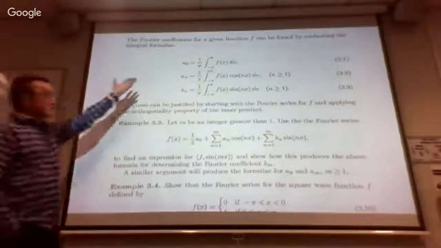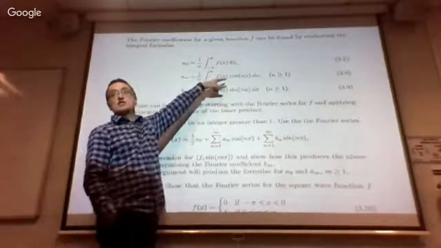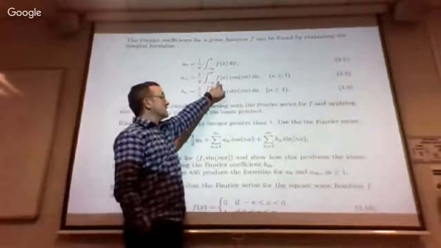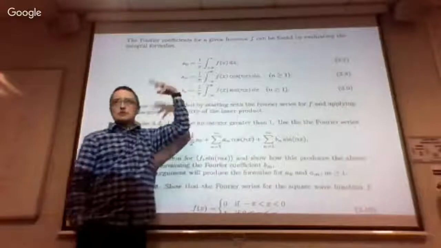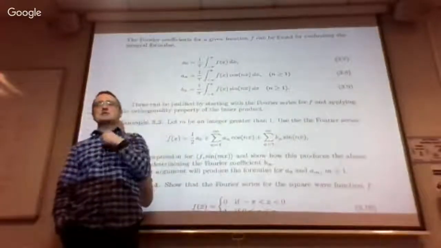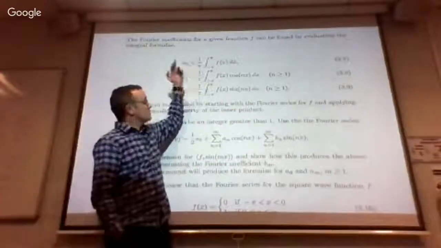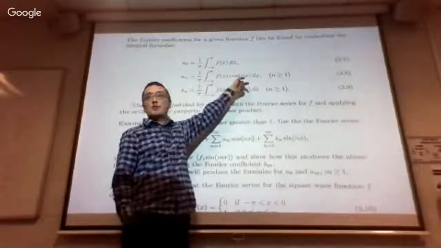And these are the continuous versions of the dot product of the vector you're looking at, f, with the relevant basis vector. Because we're in this continuous setting of an infinite dimensional vector space of functions, it's an integral of the product of our function f with one of the basis functions.